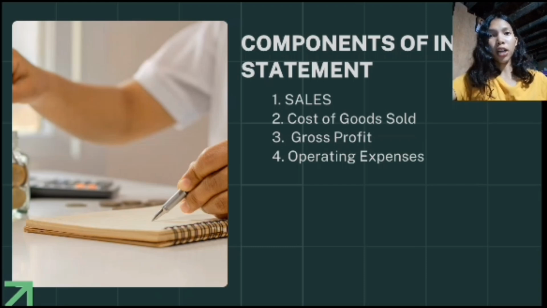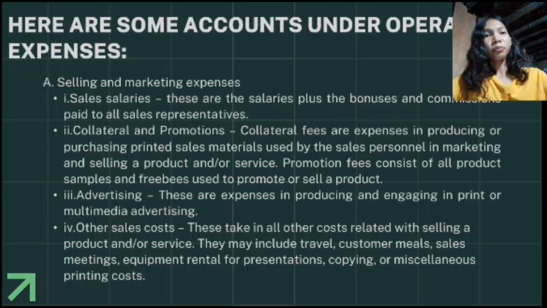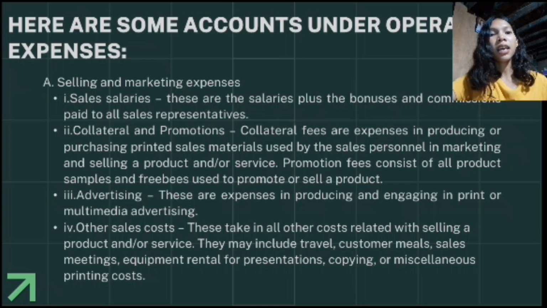Here are some accounts under operating expenses. First is the selling and marketing expenses. Under the selling and marketing expenses are sales and sales salaries. These are the salaries plus the bonuses and commissions paid to all sales representatives. Next is the collateral and promotions. Collateral fees are expenses in producing or purchasing printed sales materials used by the sales personnel in marketing and selling a product and or service.